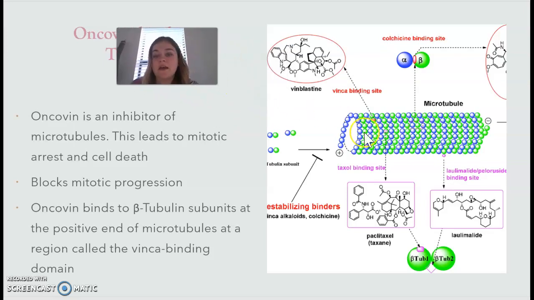So if we see that here in a photo, there's a lot going on in this photo, but what we're focusing on here is that vinca binding site. So that is on the microtubule, and you can see here these green ones are the beta microtubules. So the vinca binding site is this gorgeous structure, and that is where Oncovin is binding.